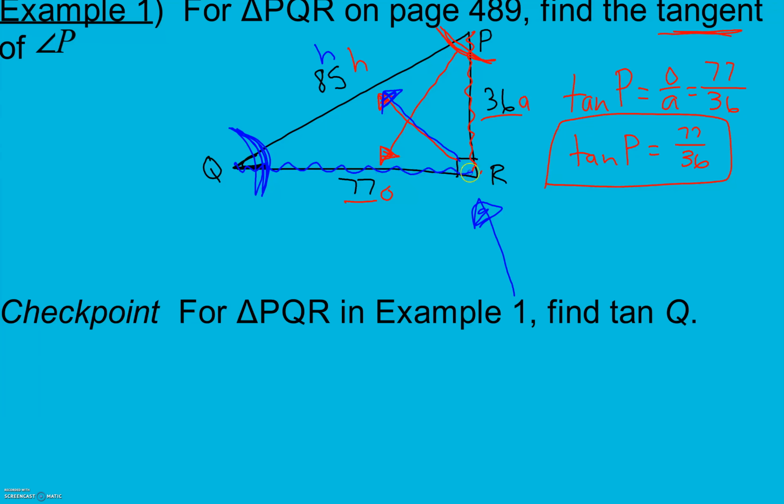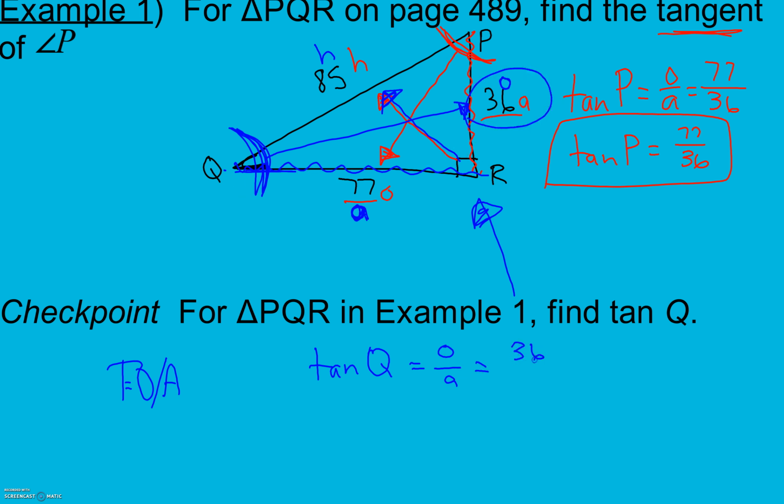Adjacent, though, is the one between our angle we're looking for and our 90 degrees. It's the one that touches our angle. A for angle, adjacent. Opposite is the one across. So here, 36 is our opposite. So for angle Q, when we find our tangent here, remember we still want opposite over adjacent, TOA. Tangent equals opposite over adjacent. Our opposite now is 36, and our adjacent, 77. So tangent of Q equals 36 over 77.